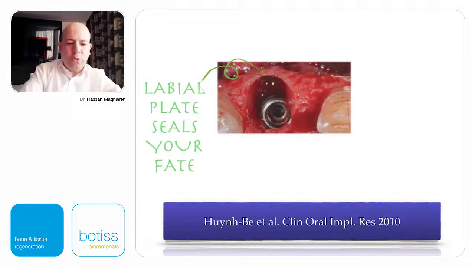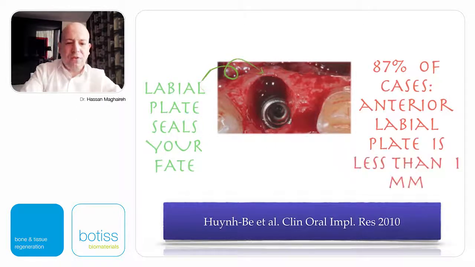And we all know that labial plate can actually control the fate of your case. And we know 87% of cases in the anterior region will have a labial plate less than 1 millimeter. So, by default, 87% of anterior cases will need guided bone regeneration. I cannot remember the last time I placed an anterior case without needing to do guided bone regeneration.